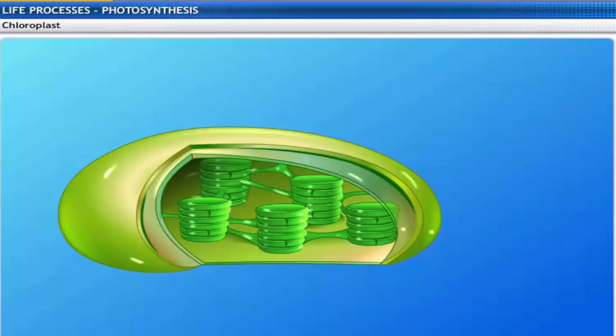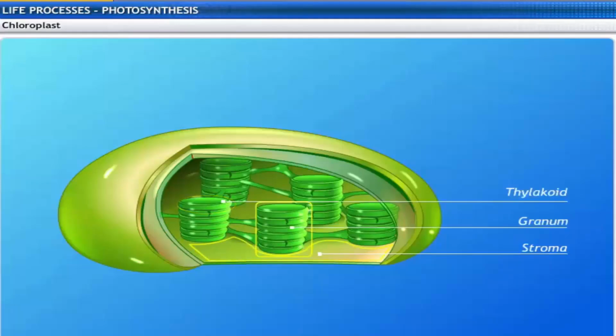Chloroplasts are bound by a double membrane. They contain closely packed, flattened sacs called thylakoids, arranged in piles called granum. These granum lie in a colorless ground substance called stroma. Thylakoids contain a pigment called chlorophyll, which traps solar energy.